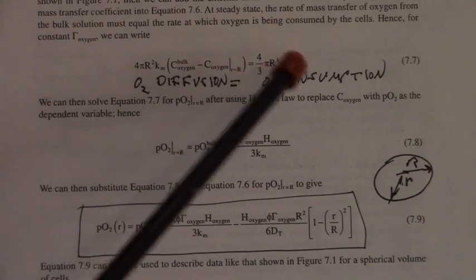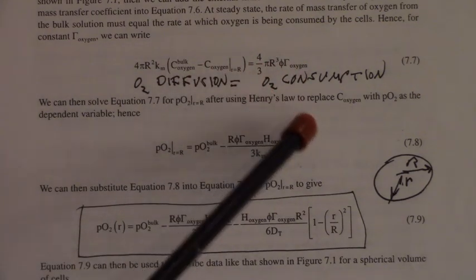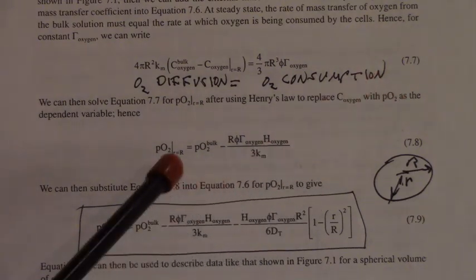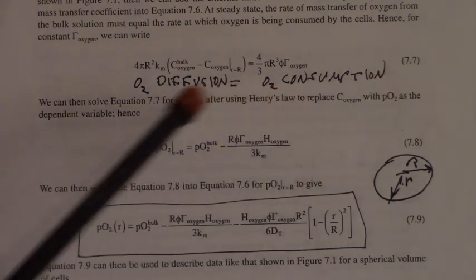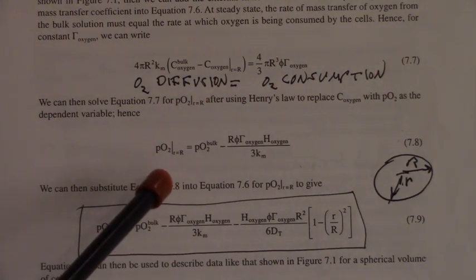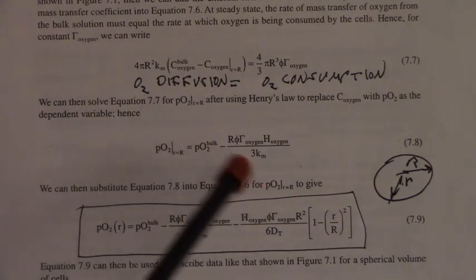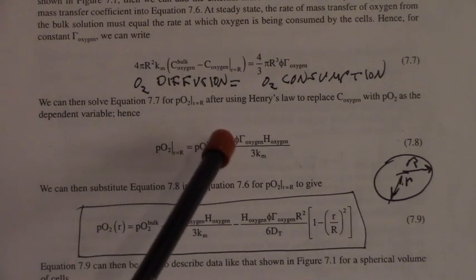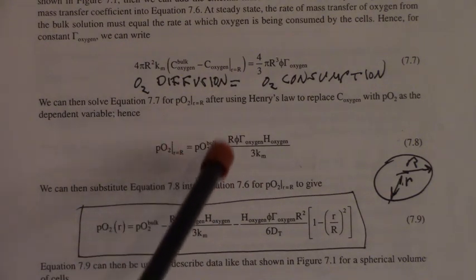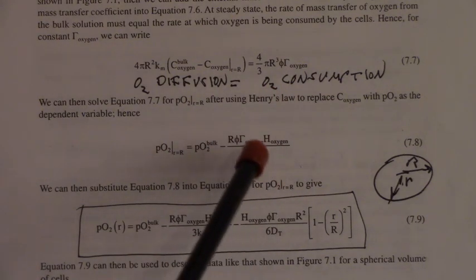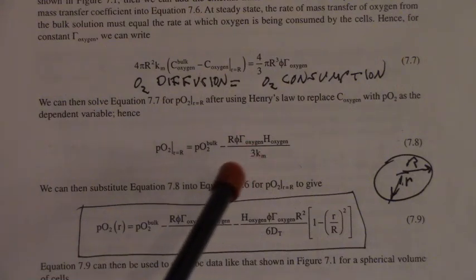So if we take this equation and also use Henry's law to replace the oxygen concentration with the PO2, we then get equation 7.8, which is the PO2 at the surface of the Brockman body. And notice that that value depends on the bulk concentration, and that bulk concentration PO2 gets reduced because of the mass transfer and oxygen consumption effects.